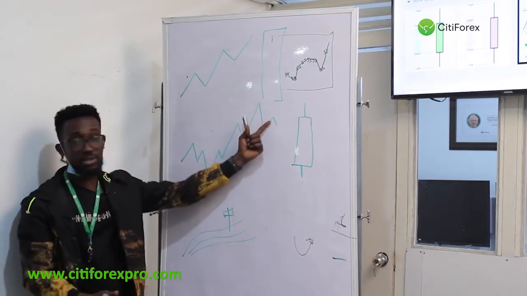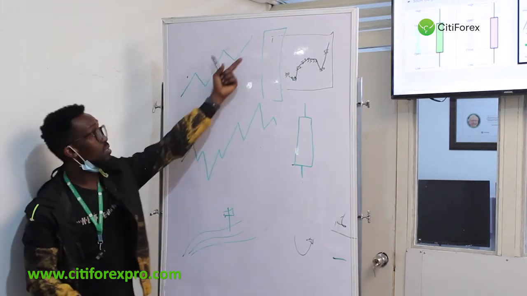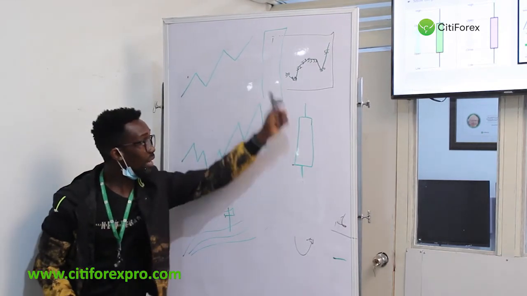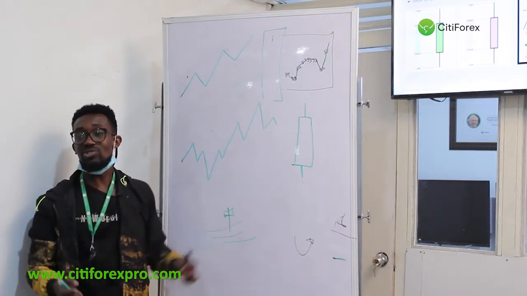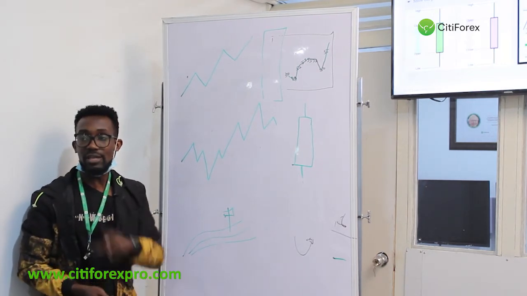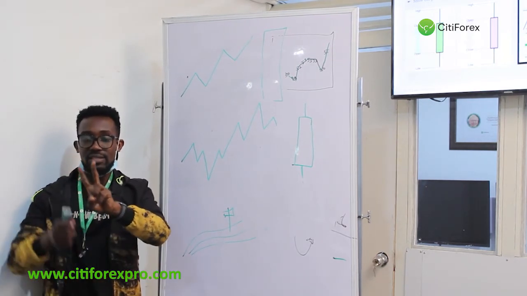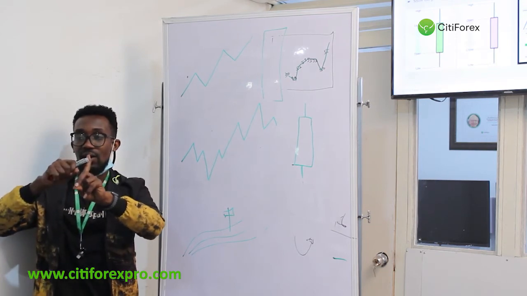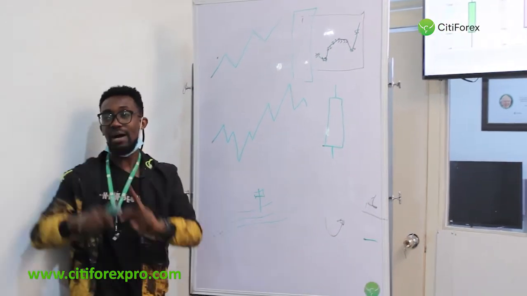Now, what is this? It's an uptrend, is it not? What is this? Uptrend. What are these bars? We call them trend bars. So there are two types of bars. It's either a trend bar or an indecision bar.